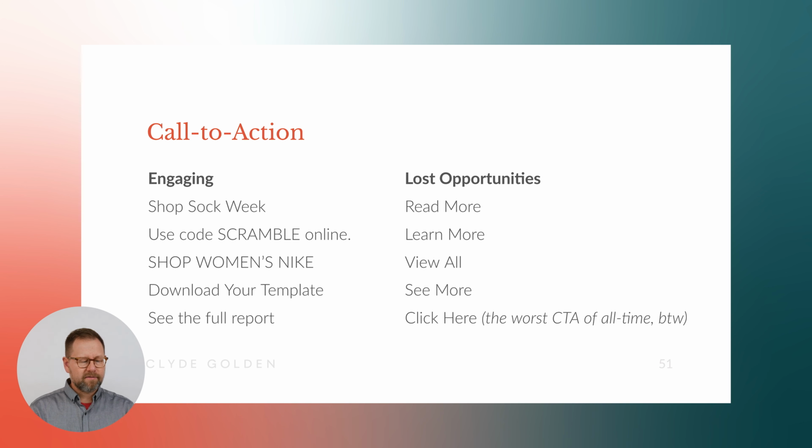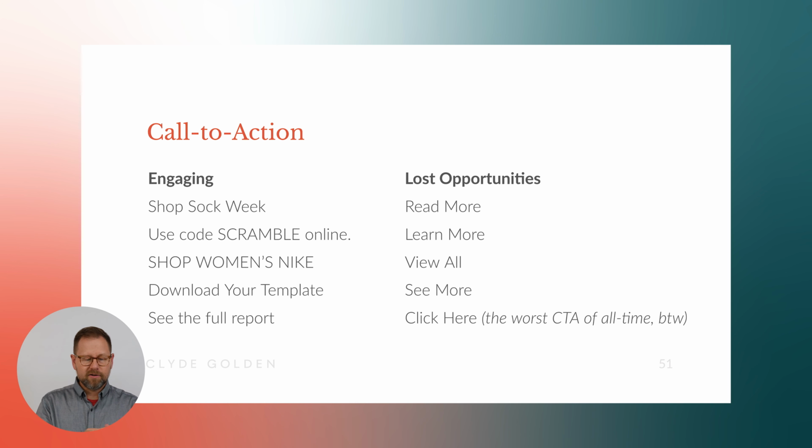So let's look at the ones on the left. These are engaging, they're quick, they're short, they describe what's going to happen, there's a verb at the front of it. I know that if I click this, action is going to be taken. The one on the right, I consider this column a lost opportunity. If you use read more, learn more, view all, see more, none of these actually tell me exactly what's going to happen when I get there.